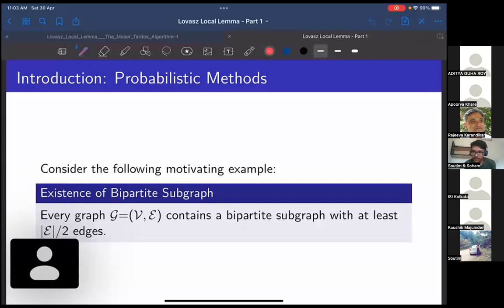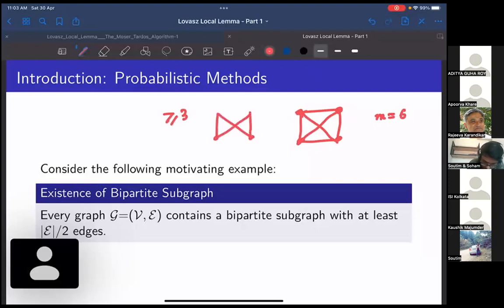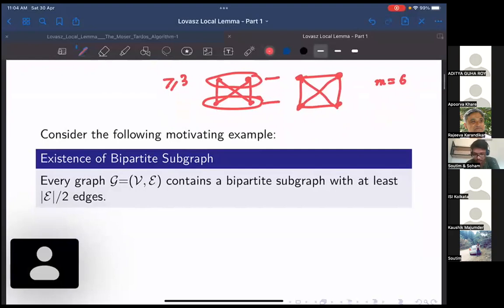Sorry, do you mean an induced subgraph? Yeah, by subgraph, I mean a subset of the edge set. Suppose we have K4. Then M is essentially 6 here. So this theorem says that there will be a bipartite subgraph with at least 3 edges. Essentially I'll consider just this, the induced edges. In this case, this is one partite set and this is the other partite set. Right, so a subset of edges.